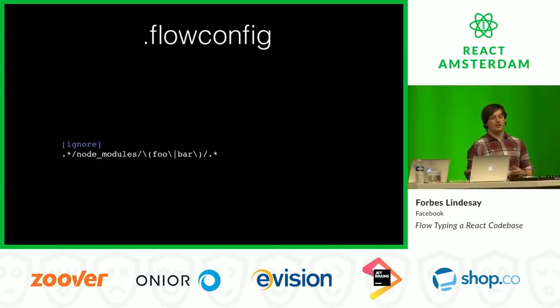particular module. So Flow there is letting you pass in a regular expression to say which modules you want to be ignored and which ones you don't. By default, Flow will run across all of the node modules, all of the third-party code, as well as your first-party code, as well as the code you've written.